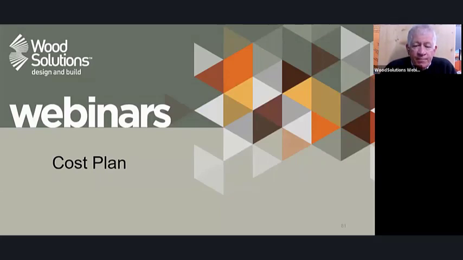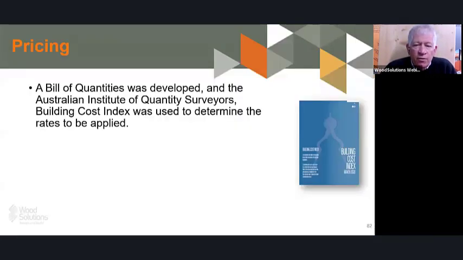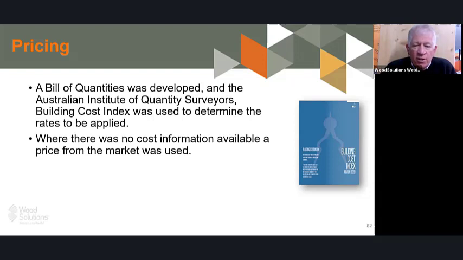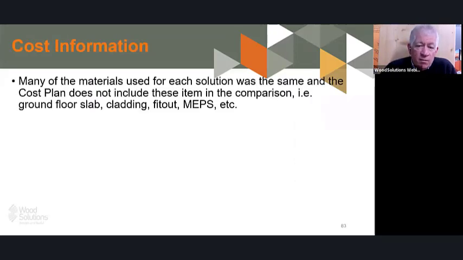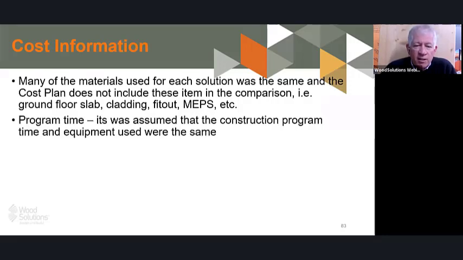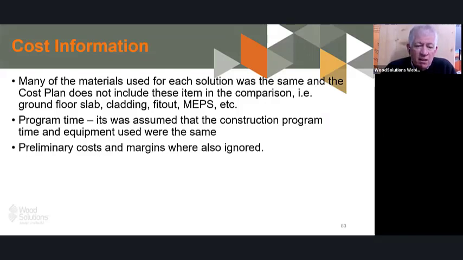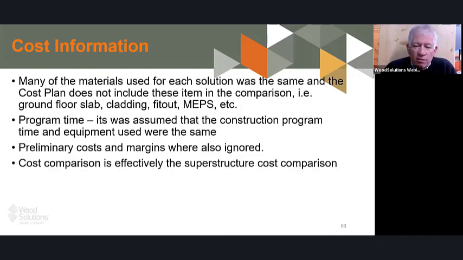So to the cost plan, and we find that again we used the bill of quantities from surveyors to determine the rates to be applied, and where there was no information readily available, a price from the market was used. Many other materials, as we said before in the portal frame solutions, were the same, so we did not include them. So MEPs, floor slabs, cladding, etc. The construction program was assumed to be the same. Preliminary costs and margins were also ignored. So this is effectively the superstructure cost comparison.